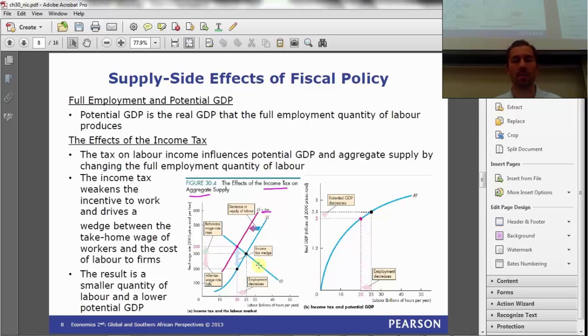If you impose a tax on the demand side, then it can shift the demand curve. But in microeconomics, we saw that if we impose the tax on the supply side, then it shifts the supply curve to the left. That has negative consequences for our output and for our GDP growth.